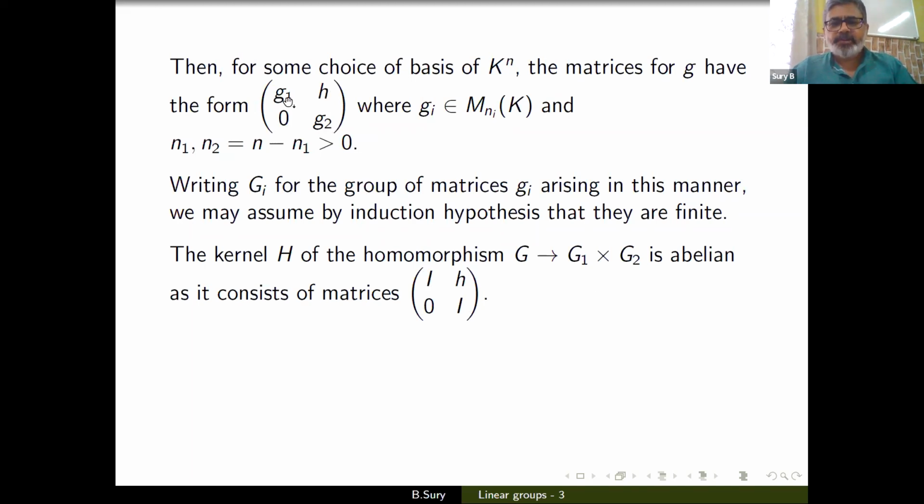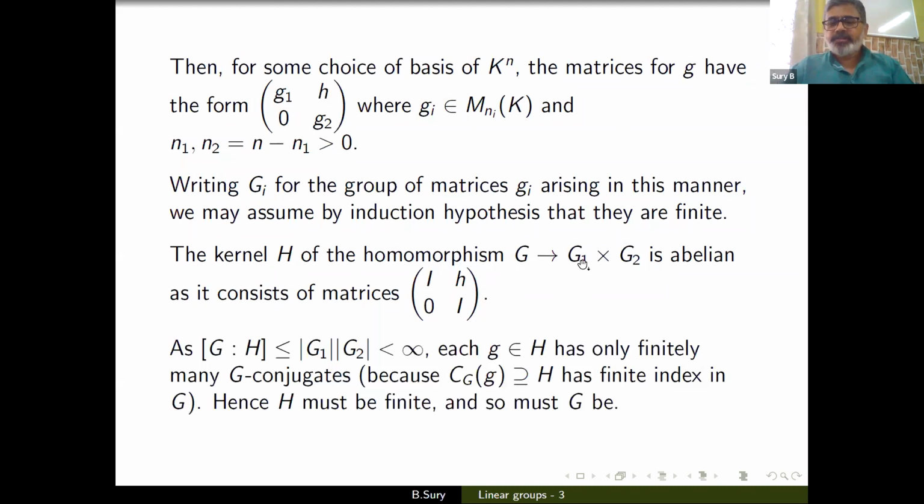So the kernel of that is precisely this, sorry, you take the other way. What I mean is take from the group to this finite group. And the kernel consists of these things, right? When you map it to G1, G2, what is the kernel? Only identity, H, 0, I. So this is the kernel. Since the image is a finite group, we are assuming by induction hypothesis, that means H is of finite index. So each element has only finitely many conjugates.